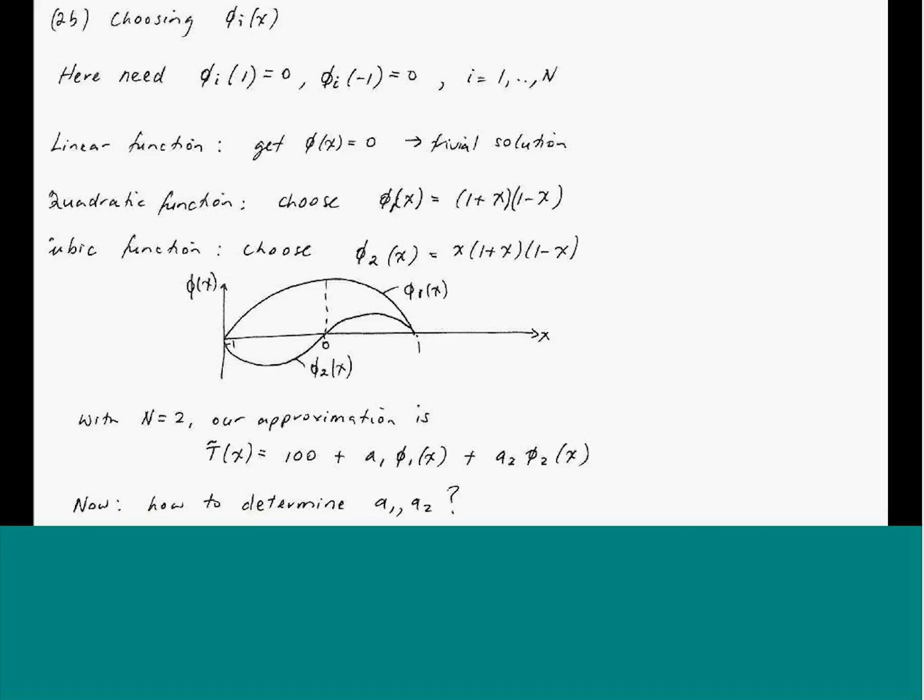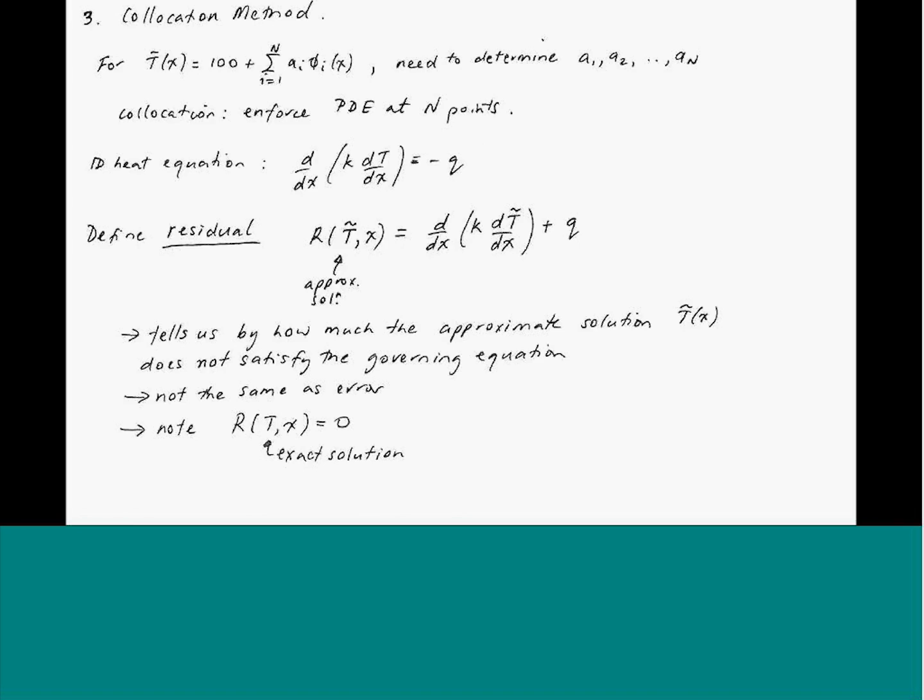So now let's talk about the 2 different ways that we can come up with conditions that will let us solve for A1 and A2. And the first one is going to be the collocation method. So number 3, collocation.